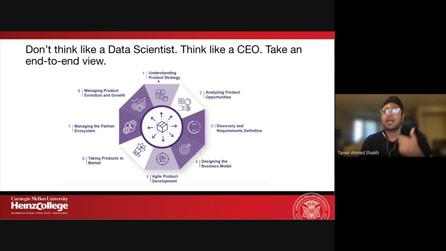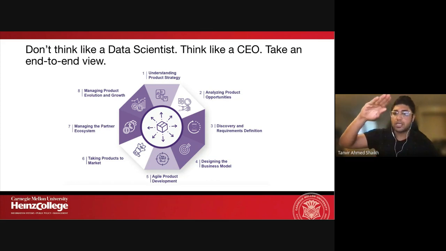Understand what is your product strategy, analyze product opportunities, discover what you're going to do, design a business model, then do agile product development. Then you have to take the product to market, you have to manage your partner ecosystem. And finally, you have to manage the life cycle of your product from growth to saturation to decline and then bye-bye, shut off. So these are the different components that we can, again, as Rohan said, touch upon in the latter sessions.